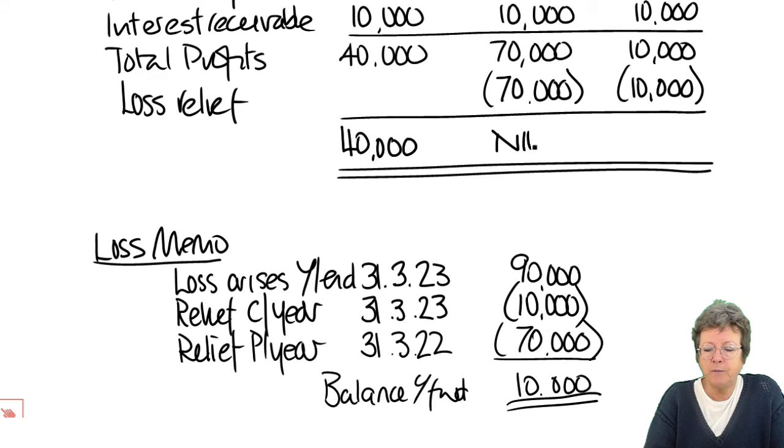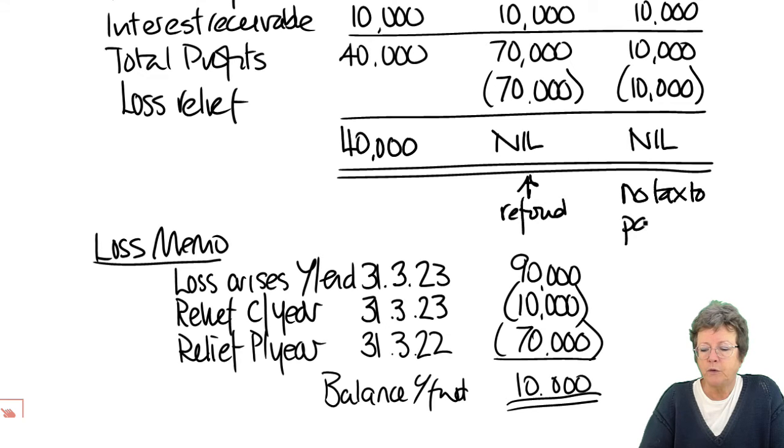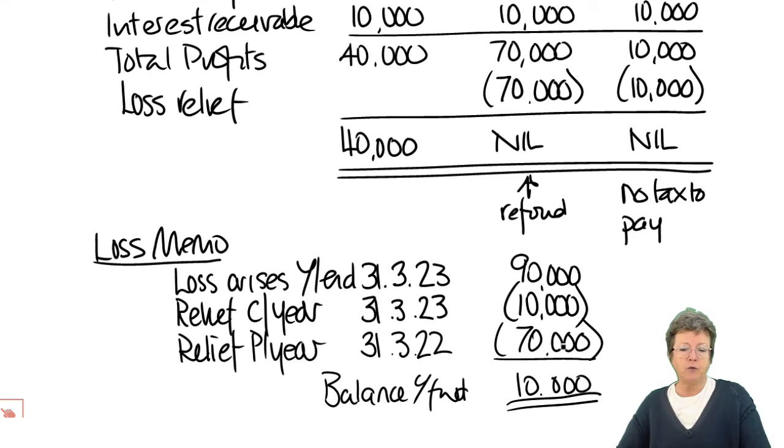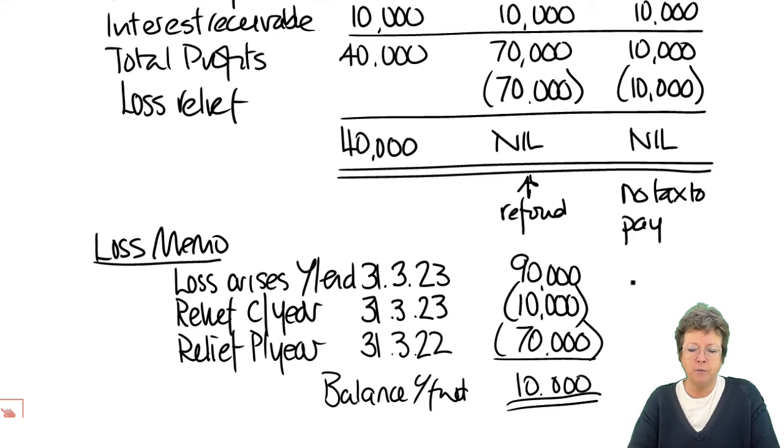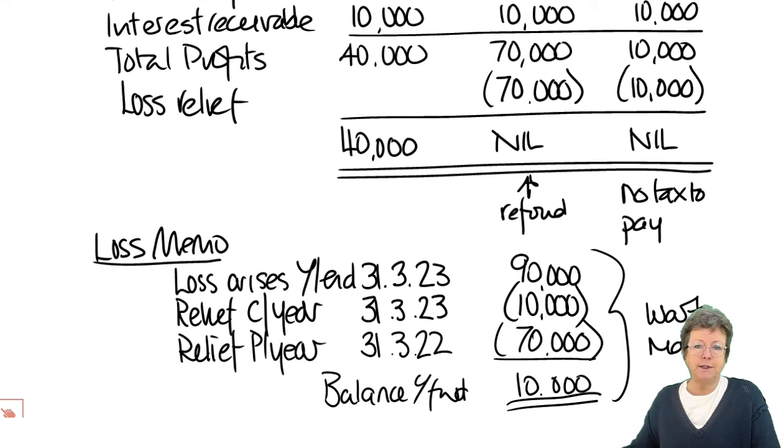Any tax that's been paid in that year, you'll get a refund, and there's no tax to pay here. So our cash flow is improved. Now, the loss memorandum, this is worth marks. So make sure that you put it in.